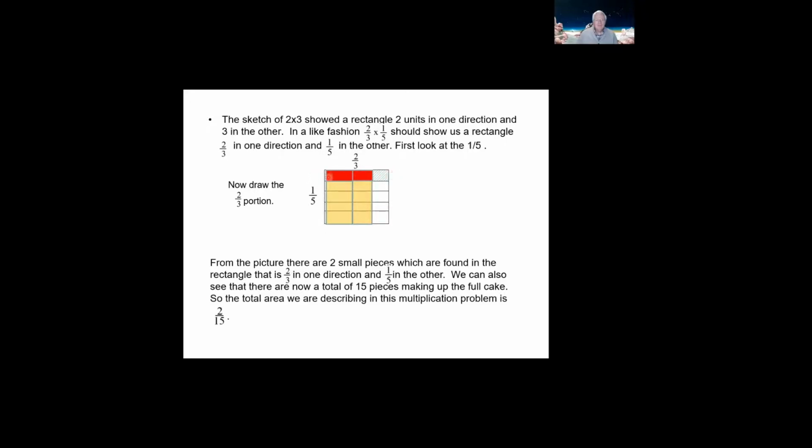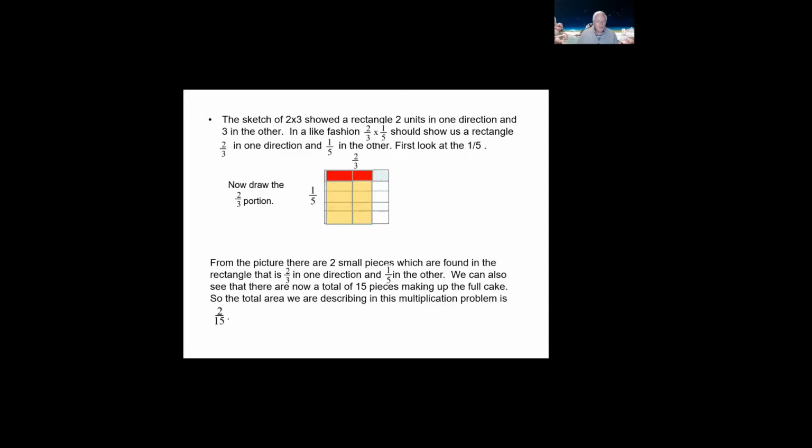It's 1/5 in one direction. It's 2/3 in the other direction. And all we have of it, again, is that little piece in the corner. We have 1 here and 2 here. Remember, there's our 1 and there's our 2. So out of the 15 pieces possible, we have 2 of the 15.